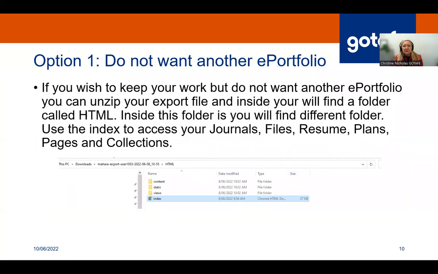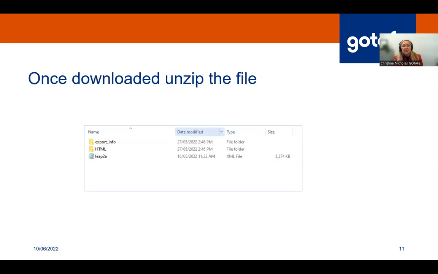Now, if you don't wish to create or start another ePortfolio, but you want to keep what you've got, what you can do is you can unzip the file. And when you go to the HTML folder, you can find 3 folders. One is Content, Static, and Views, and Index. If you click on the index, that will give you access to your ePortfolio.